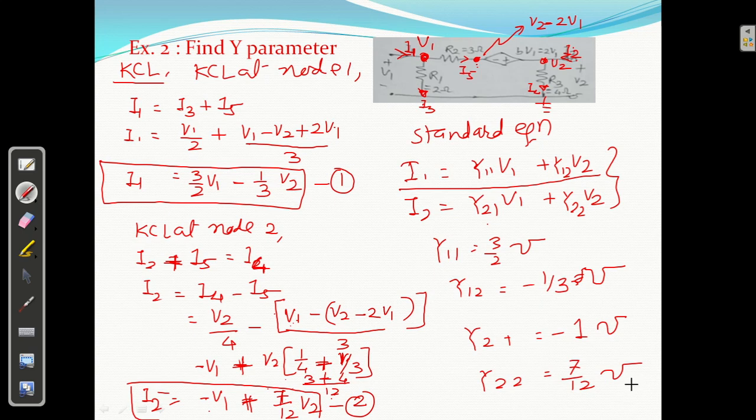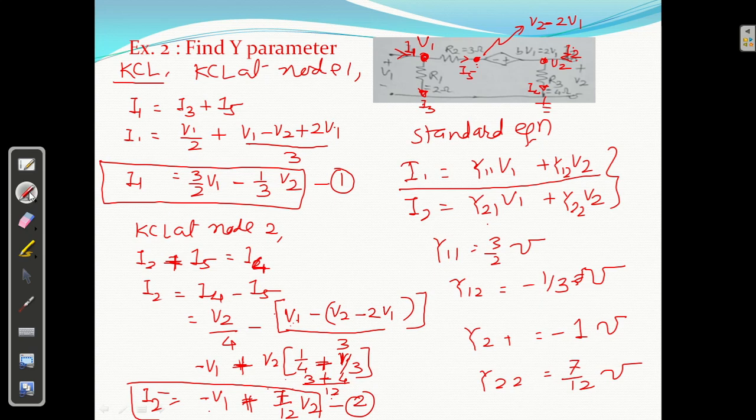7/12, no? 12, 4, so 3 into 1, 3 plus 4, 7/12 mho. Okay, so I am getting these answers.